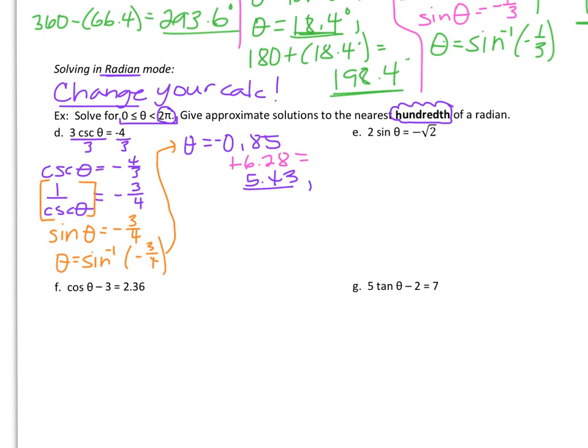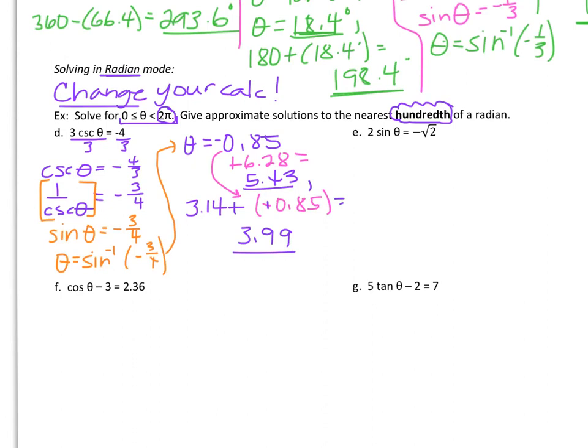And that's your first answer. Sine's rule in radian mode would be pi or 3.14 minus theta. And we're going to take the answer from up above because it was negative, -0.85. 2 negatives make a positive. Therefore, your second answer for sine is 3.99. If we approximated those 2 solutions on our unit circle, 3.99 and 5.43 would both be in quadrants 3 and 4. And that's when sine is negative.